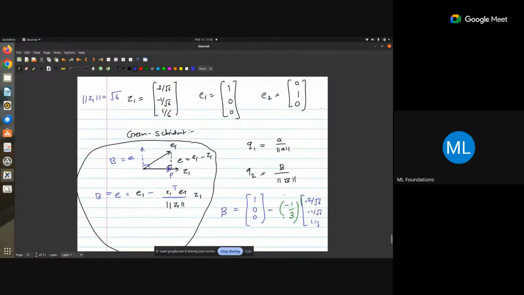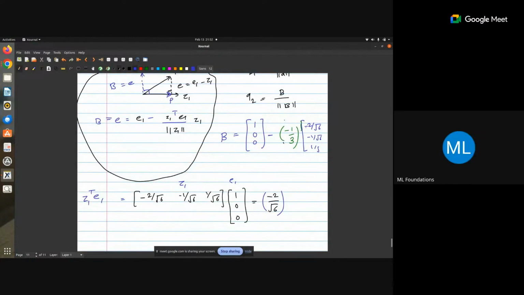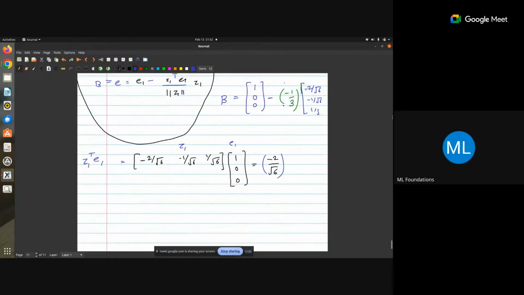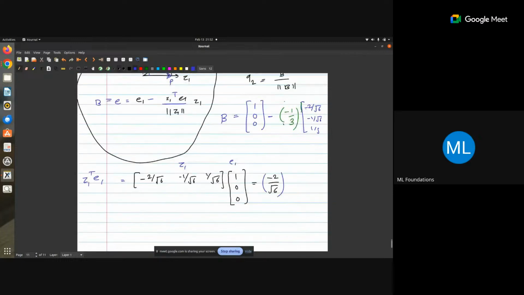Is that fine? So this vector, basically we wanted to find out this portion. This portion is minus 1 by 3, correct. Root 6 into root 6 is 6, so 1 by 3. It will then be the norm square, right? Because it is Z1 transpose Z1, the norm square, so 6.